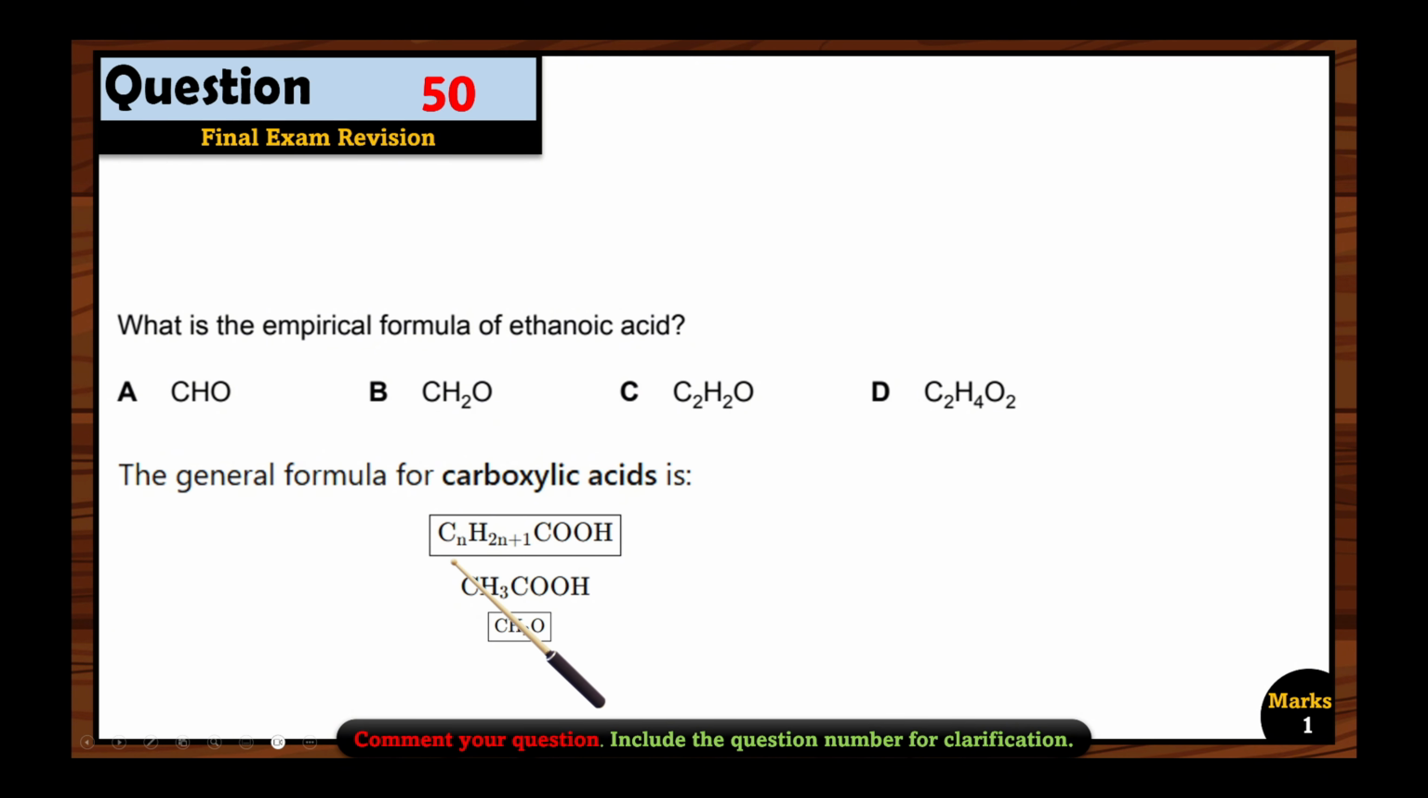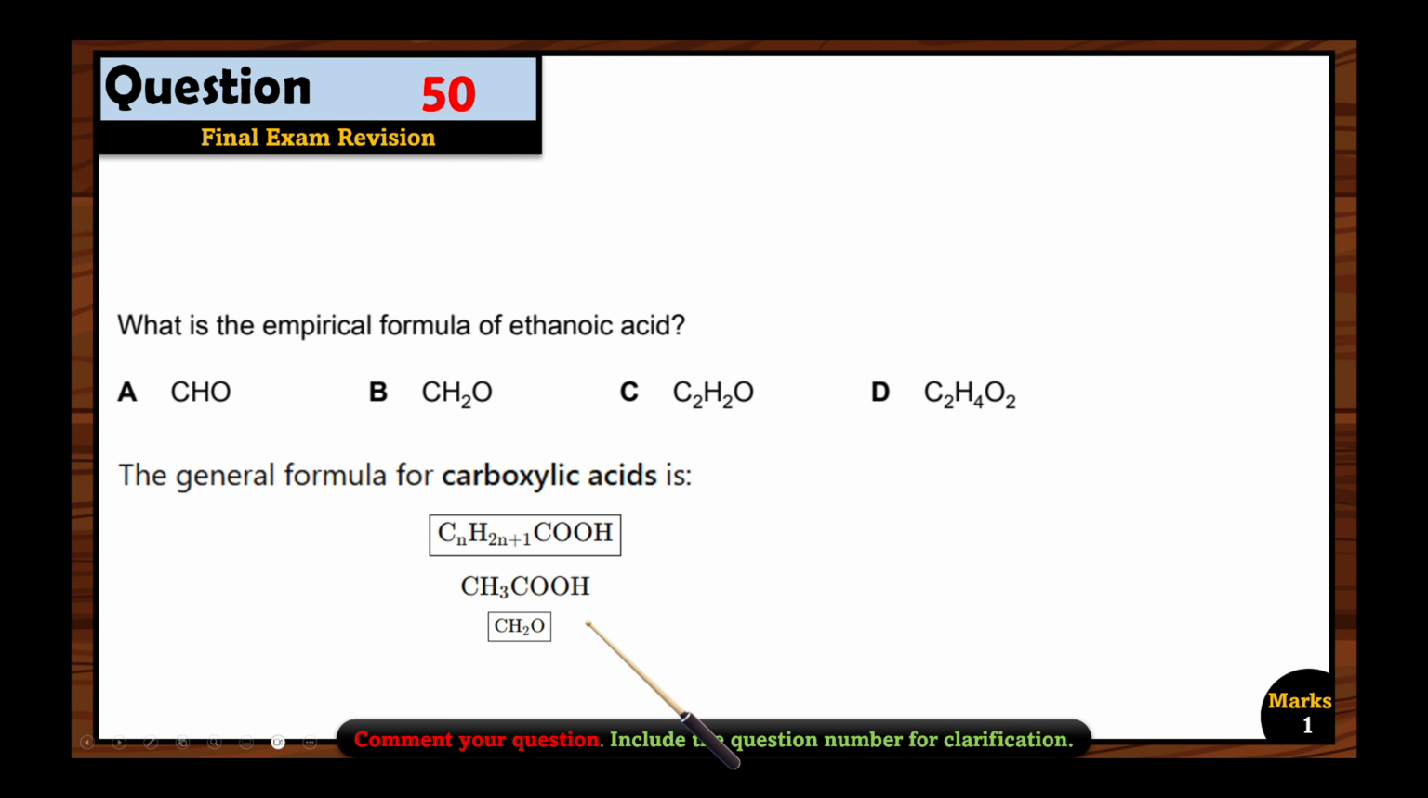You have to write 1 here for carboxylic acid. Why? Because we already have 1 carbon here in the COOH group. So if you have 1 carbon here, then 1 multiplied by 2, plus 1, is 3. So now the formula is CH3COOH, right? CH3COOH is the formula for ethanoic acid.